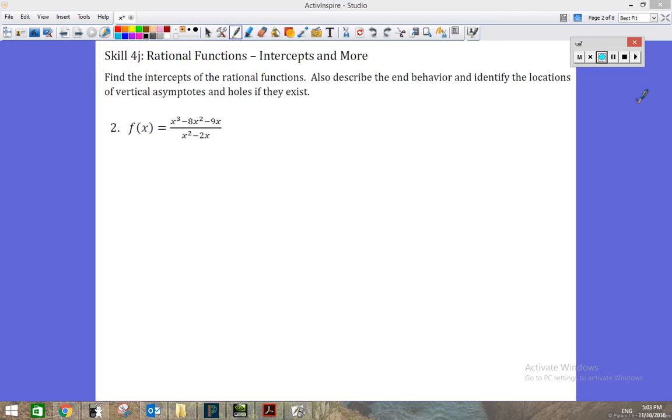We are looking at rational functions. We're including their intercepts, but we're also reviewing the end behavior, the vertical asymptotes, and the holes of a graph. So let's find the intercepts.